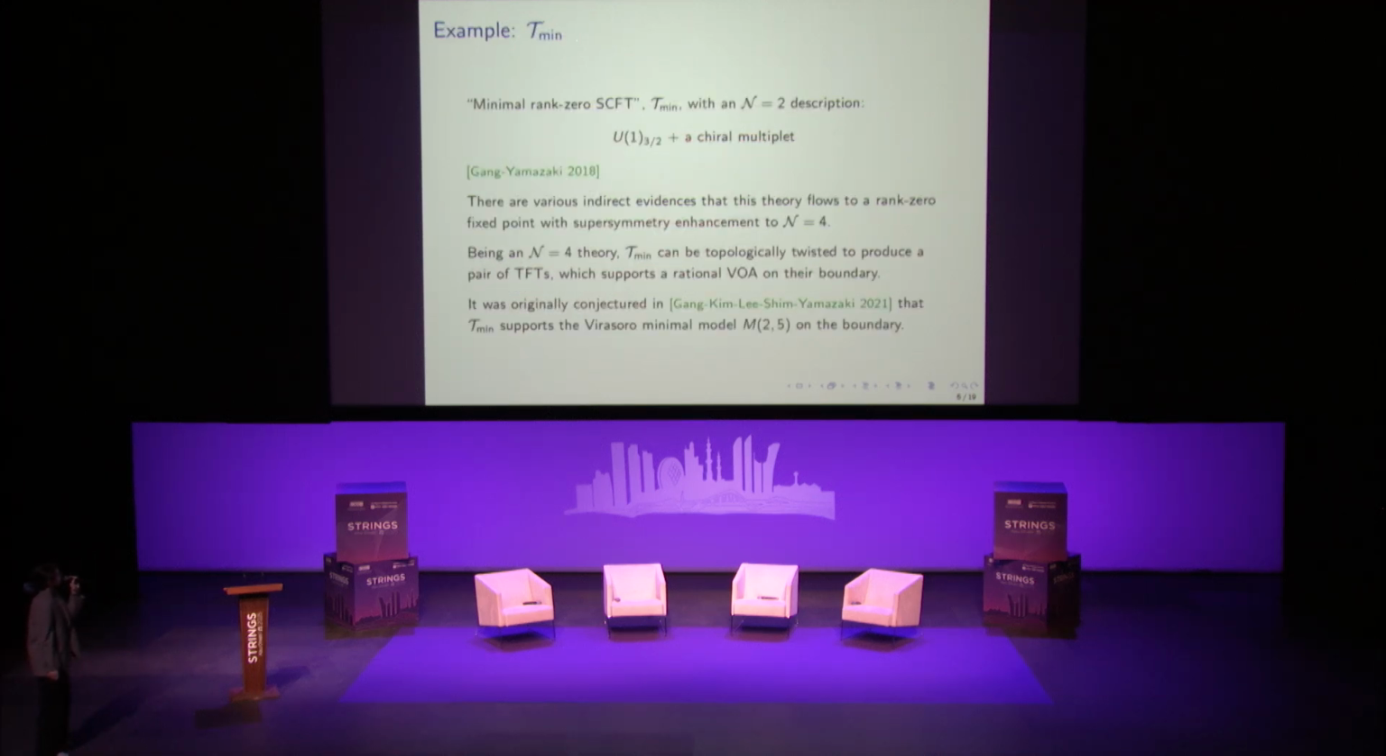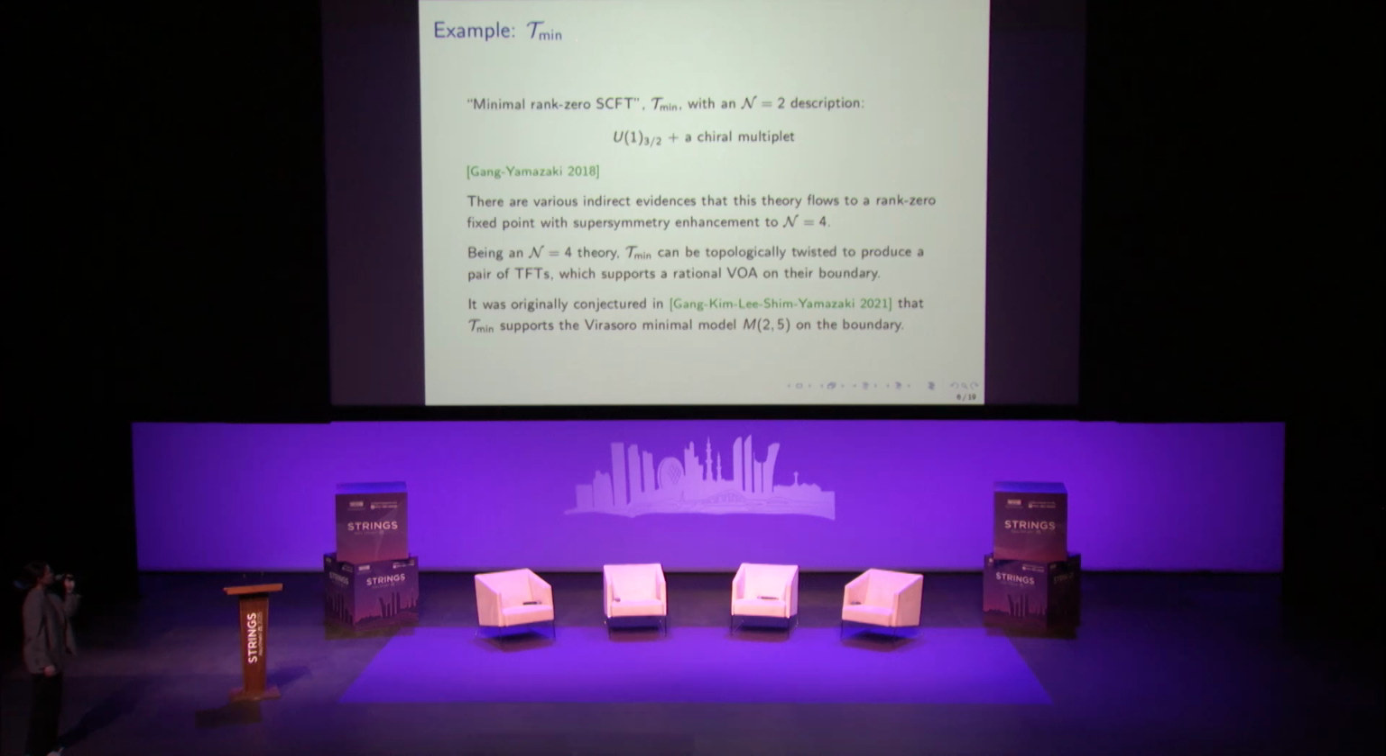So the first example was constructed by Gang and Yamazaki in 2018, which is called a minimal rank 0 SCFT. It's called T-min. It has a very simple gauge theory description that has N=2 supersymmetry. It's a U(1) gauge theory at level 3.5, coupled with 1 chiral multiplet. And you can find various indirect evidences that this theory in fact flows to a rank 0 fixed point with zero-dimensional Coulomb branch and zero-dimensional Higgs branch, with supersymmetry enhancement to N=4. So this is an N=4 theory, the IR theory.